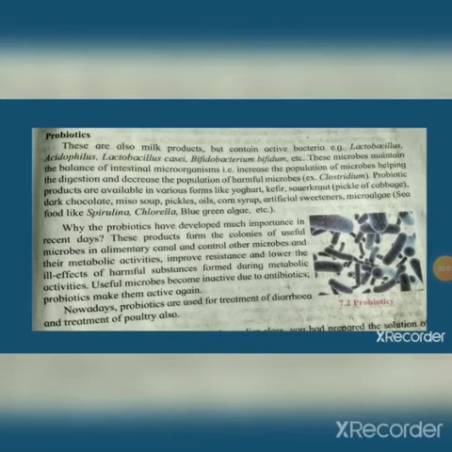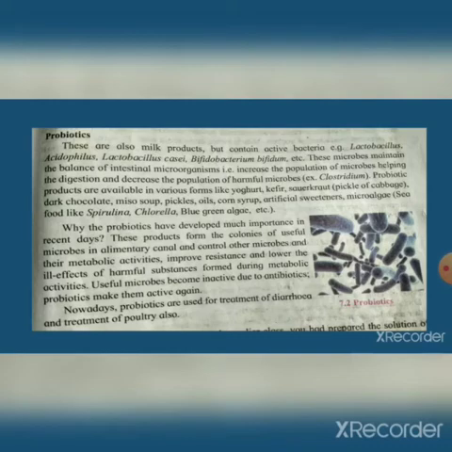Probiotics. These are also milk products but contain active bacteria like Lactobacillus acidophilus, Lactobacillus casei, Bifidobacterium, etc. These microbes maintain the balance of intestinal microorganisms, that is, increase the population of microbes helping digestion and decrease the population of harmful microbes. Example: Clostridium. Probiotic products are available in various forms like yogurt, curry, sauerkraut, pickled cabbage, dark chocolate, miso soup, pickle, oil, corn syrup, artificial sweetener, microalgae, and seafood like spirulina, chlorella, blue-green algae, etc.